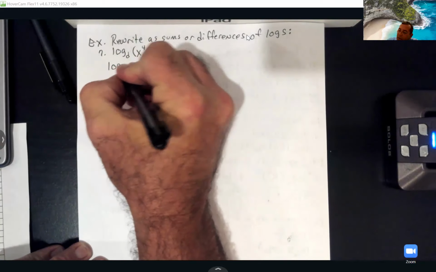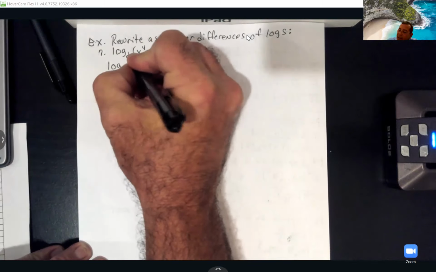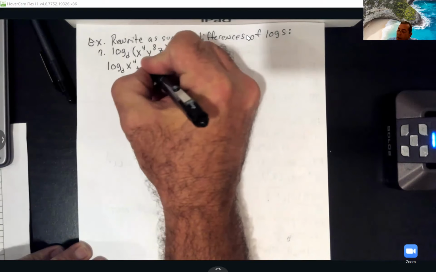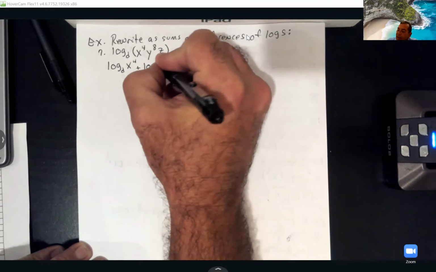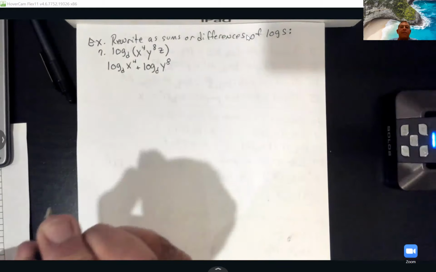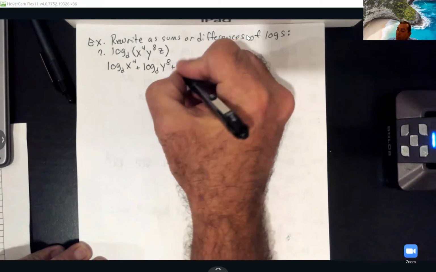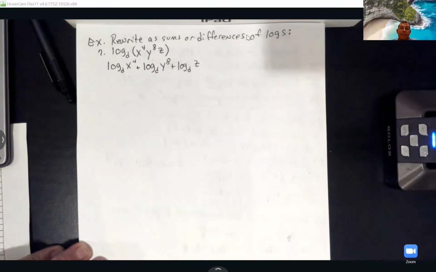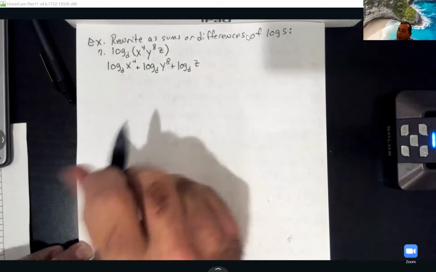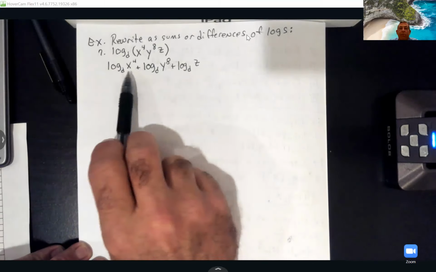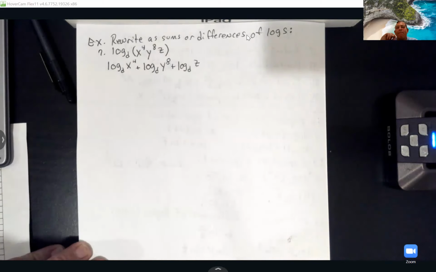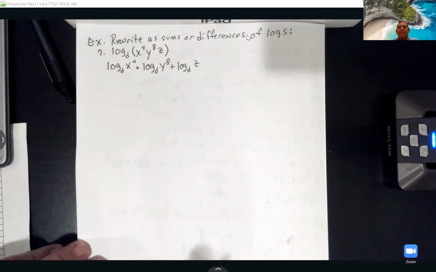So I'll have log base D of x to the 4th, plus a log base D of y to the 8th, plus a log base D of z. They're rewritten as addition because it was a product here. But there's one more thing I've got to do with this.